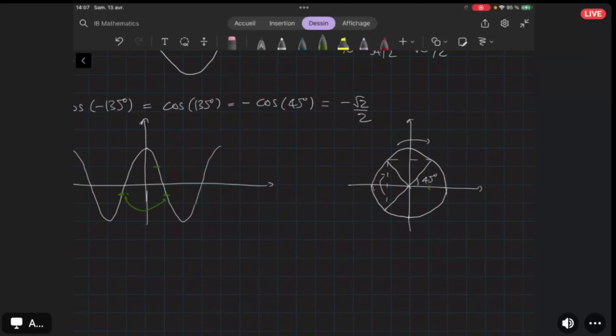Cos of 45, that's root 2 over 2. Therefore, cos of 135, because you're reflecting over here, this part is going to be negative root 2 over 2. Cos of negative 135, that's the same thing as cos of 135. Same x coordinate, negative root 2 over 2.